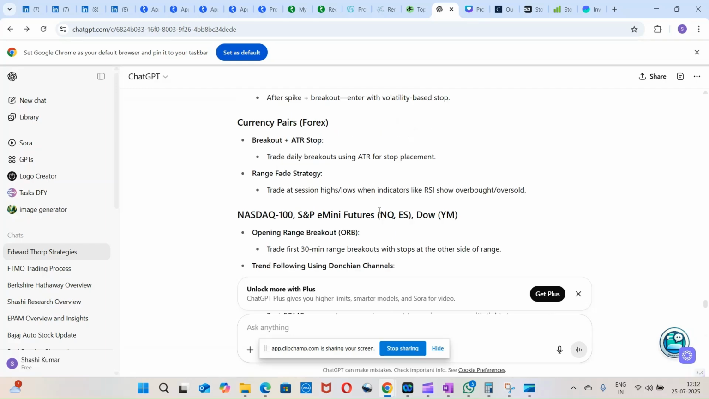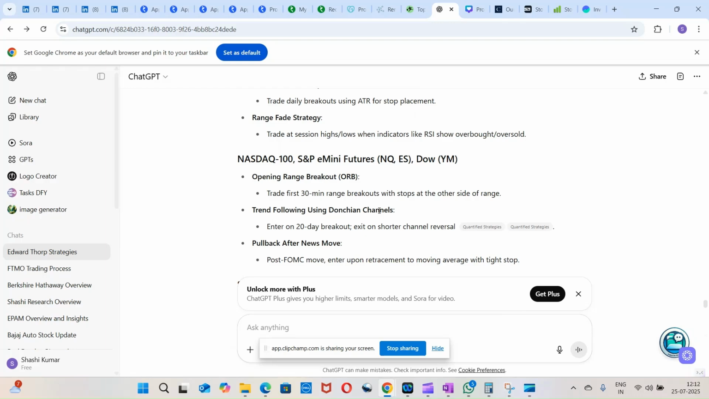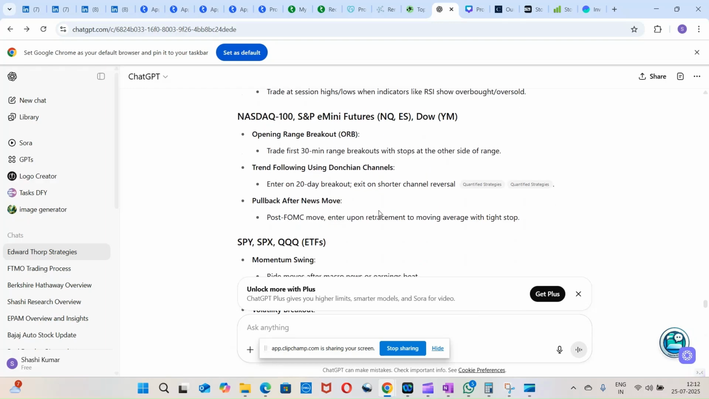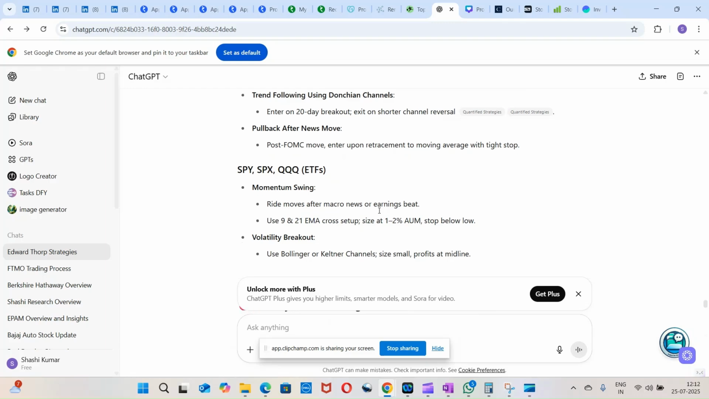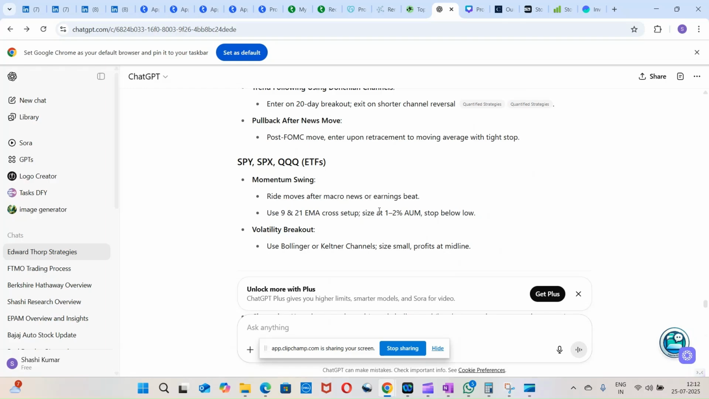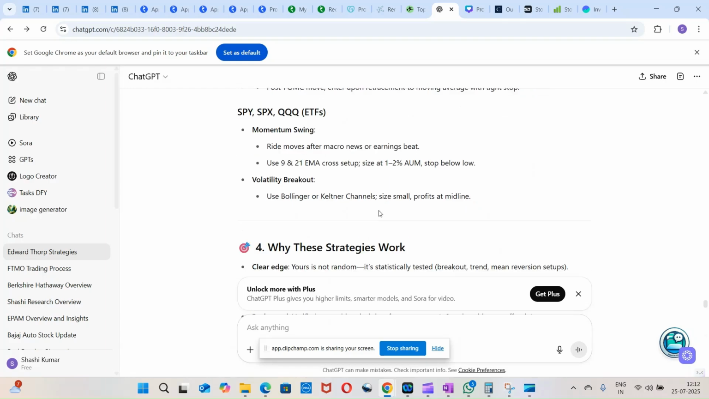Nasdaq opening 30-minute range breakout you could do, trend following you could do, pullback after news you could trade. Momentum trading can be done in SPY, SPX. Volatility breakout trading could be done in SPX, QQQ. Okay. So now let's see what I have done.